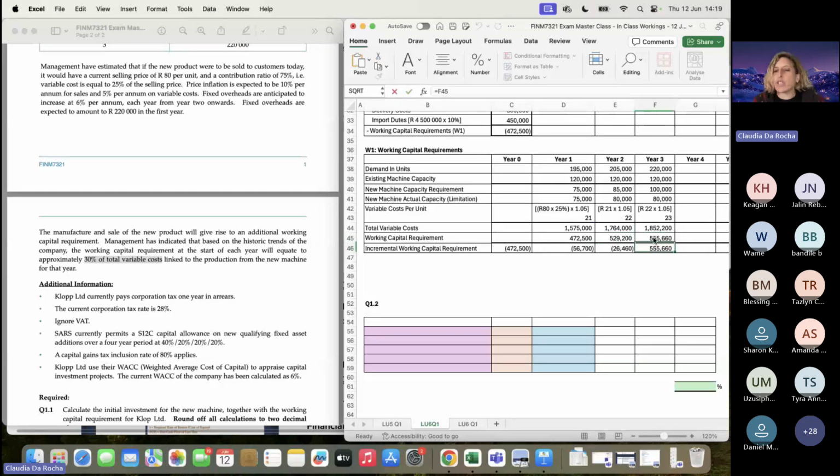And then our increment will be the difference between the two. In year 0, it's what we initially invest to get year 1's working capital. Year 1 will be the difference between year 1 and year 2. Year 2 will be the difference between year 3 and year 2. And then in year 3, we would sell our working capital because we're done with this project, and therefore we would get the full amount back in year 3.